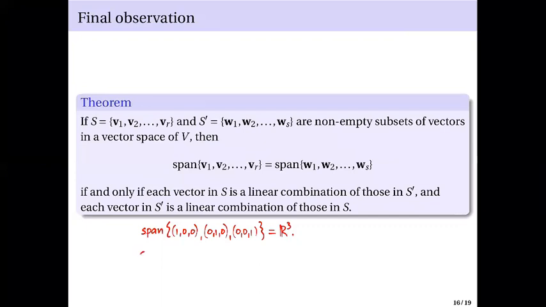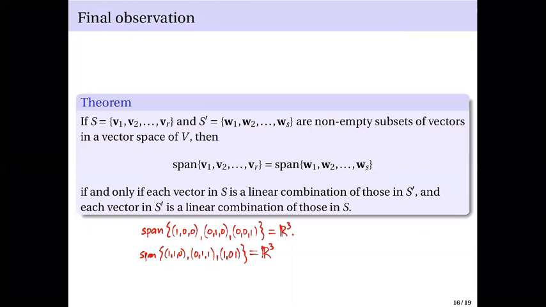Now, I can look also at the span of (1, 1, 0), (0, 1, 1), (1, 0, 1). Okay? I can look at the span of this. This is also equal to R3.